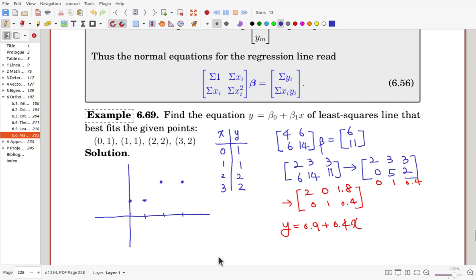And this one is slope 0.4 and passing through 0.9. Let's try to use the red pen. So 0.9 must be around here. And then the slope is 0.4, so it looks like it passes like that, right? So it's quite reasonable, the least squares line. And that is the best fitting line. And the least squares error is minimized along that line.